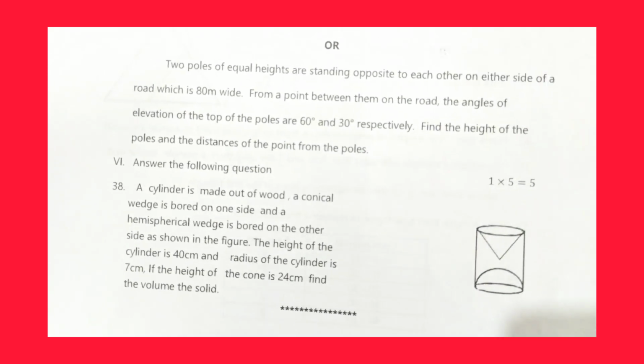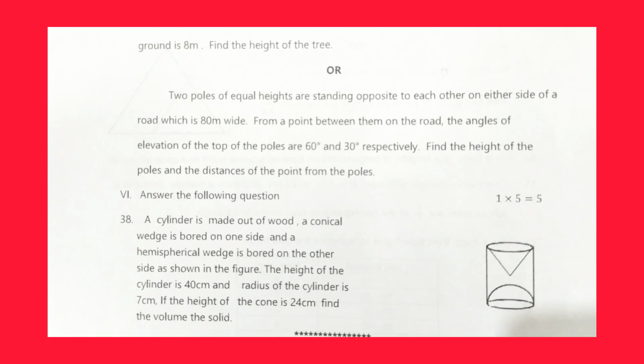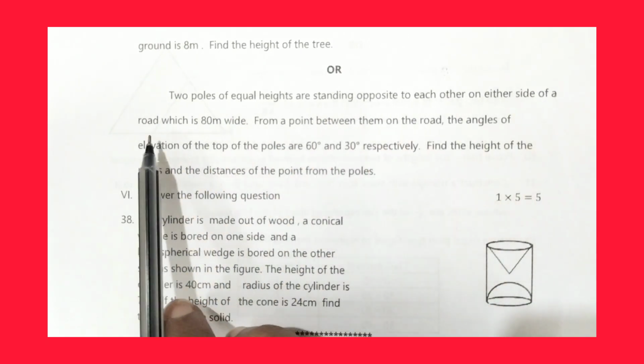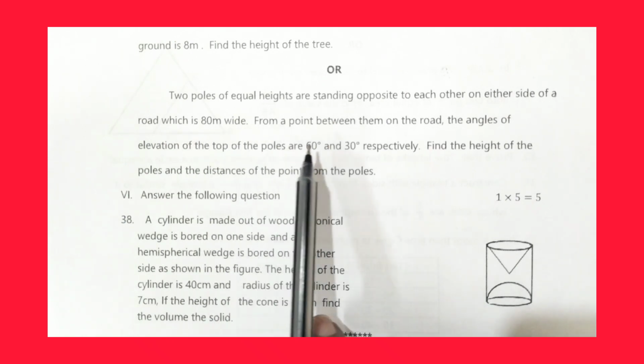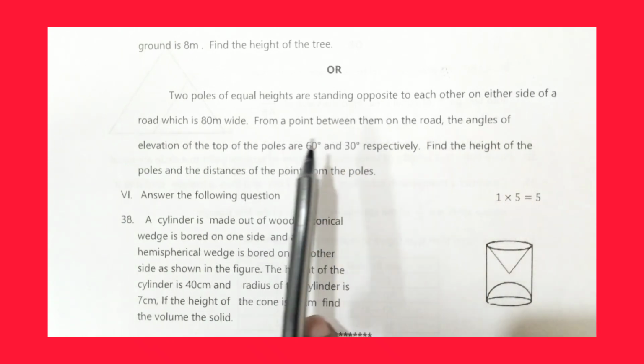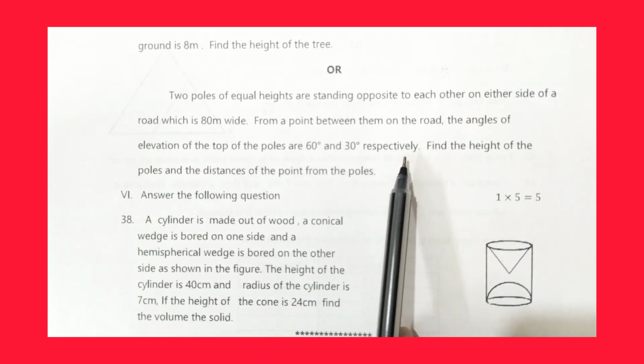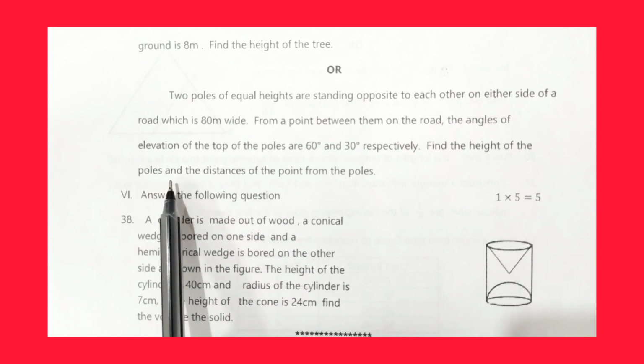Now let us move to the internal choice question. Two poles of equal length are standing opposite each other on either side of a road which is 80 meter wide. From a point between them on the road, the angles of elevation of the tops of the poles are 60 degree and 30 degree respectively. Find the height of the poles and the distance of the point from the poles. So let us calculate both the things.